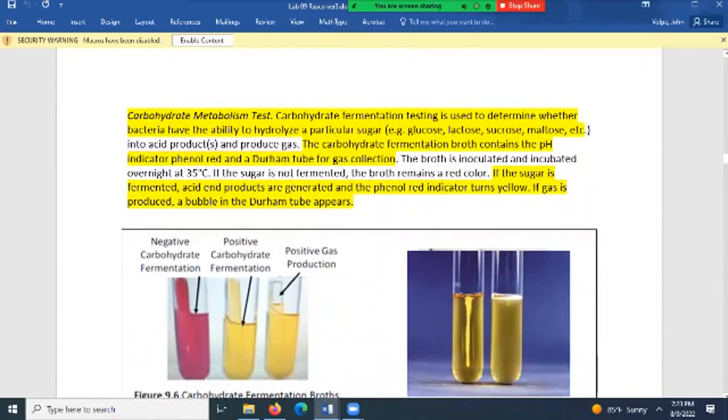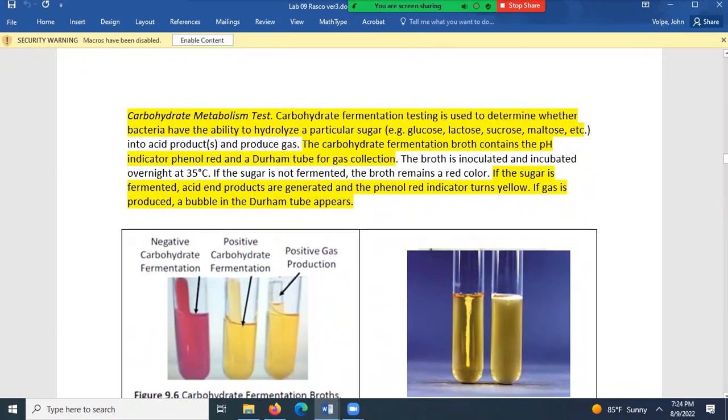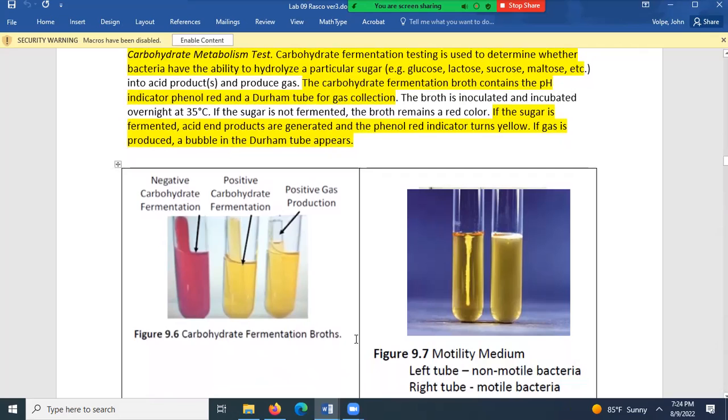All right. The next test we're going to talk about is the carbohydrate fermentation test, or the carbohydrate metabolism test. In this test, you have a tube with media in it and an inverted Durham tube also with media in it. Then you inoculate it with your bacteria, and let the bacteria grow no longer than 48 hours, preferentially between 18 and 24 hours, and then you end the test.